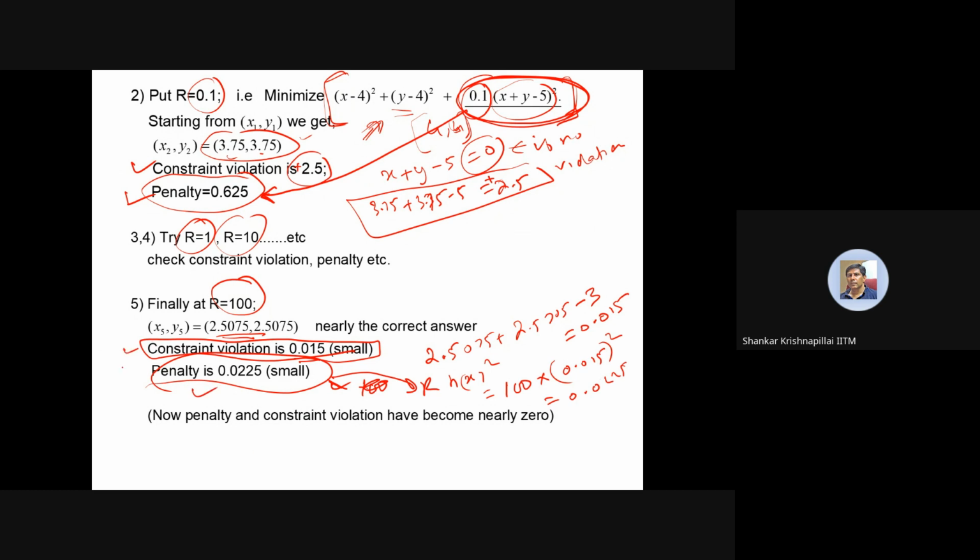You can continue some more iterations, iteration number 6, 7, etc., until the constraint violation and the penalty value fall below a tolerance limit. Suppose you set the tolerance limit as 10 raised to minus 3. Then as soon as the constraint violation and penalty become less than 10 raised to minus 3, the algorithm will stop, and you will reach the correct answer: x equal to 2.5, y equal to 2.5.